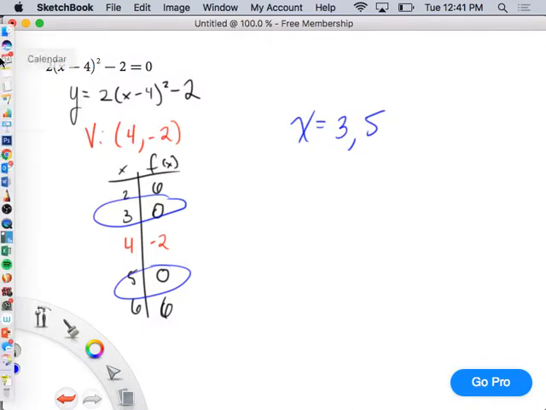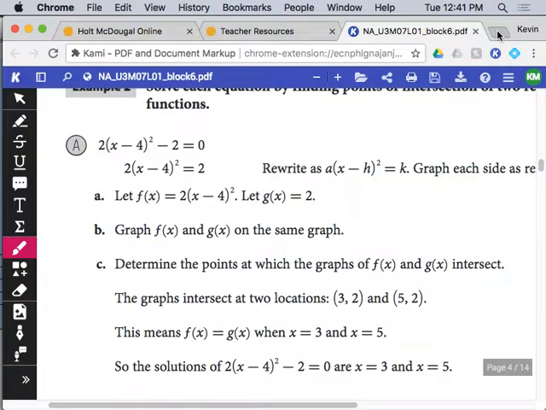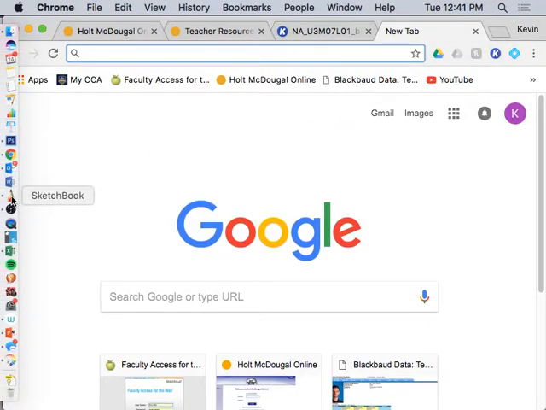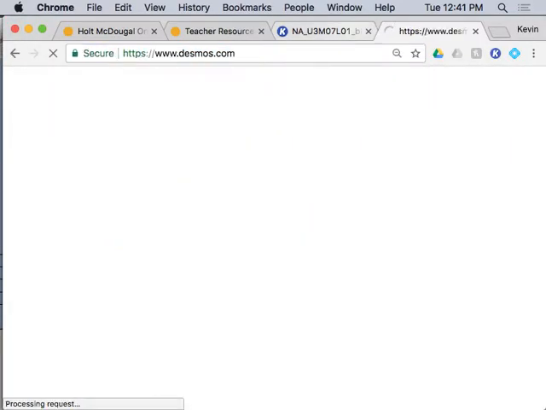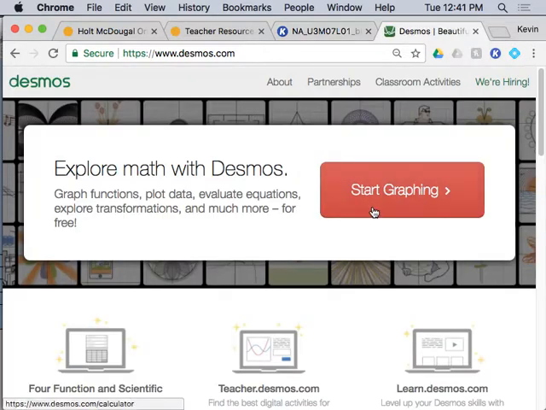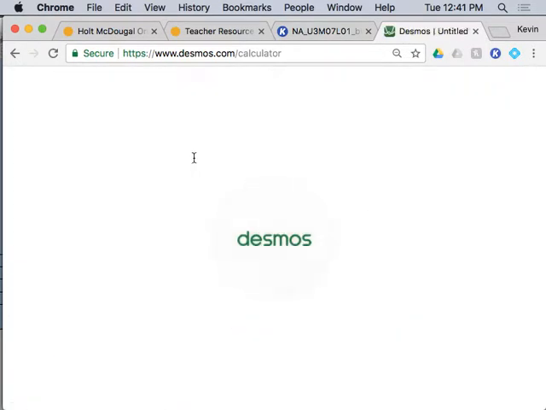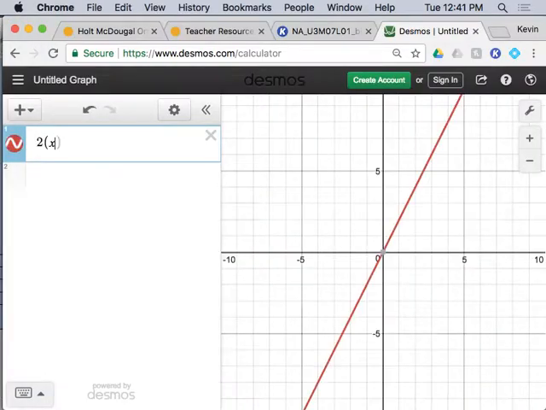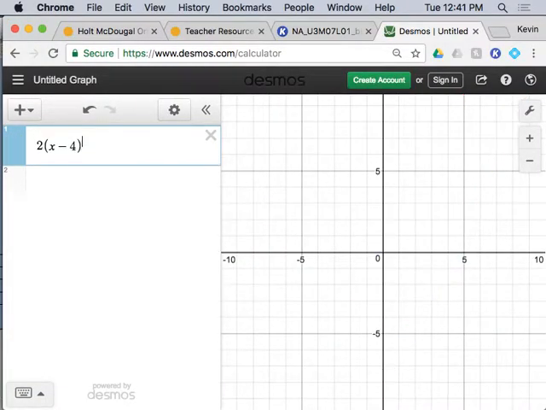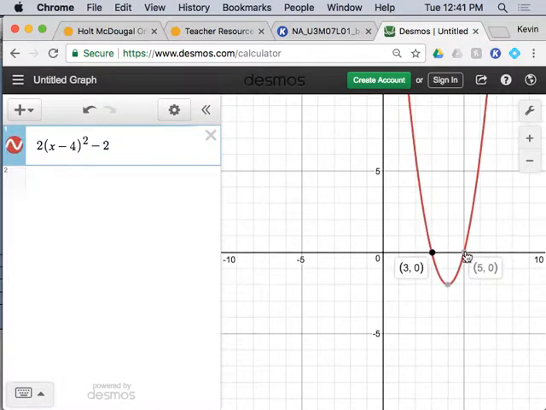Okay. And just to prove it, use Desmos. There you go. There are my zeros at 3 and 5. Does that make sense? You guys see? Okay. So those are solutions to my equation.